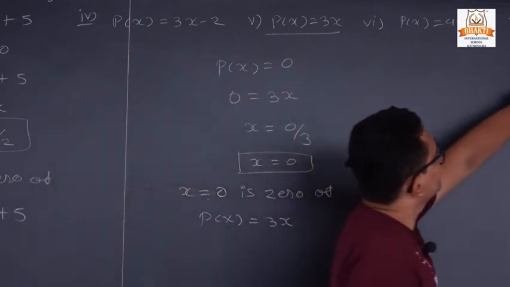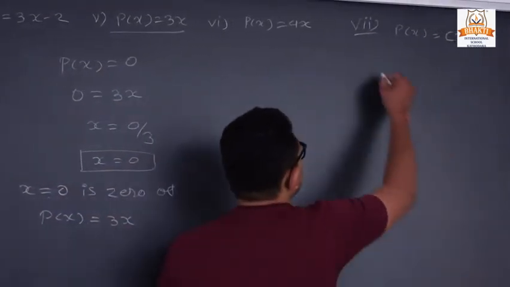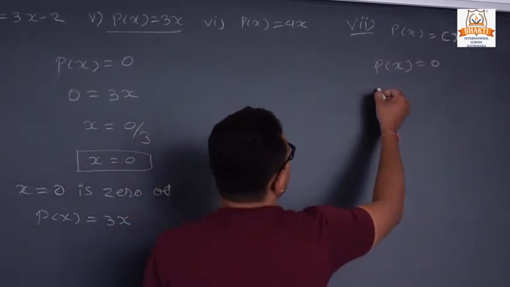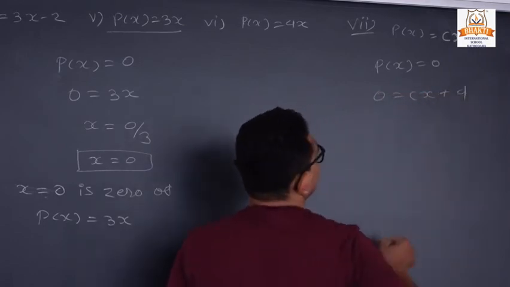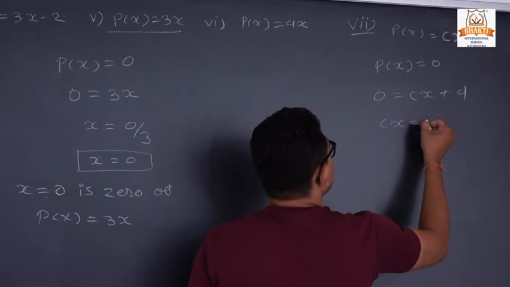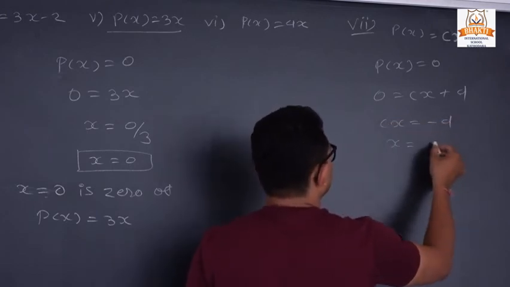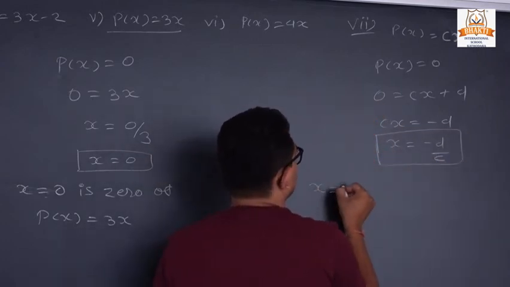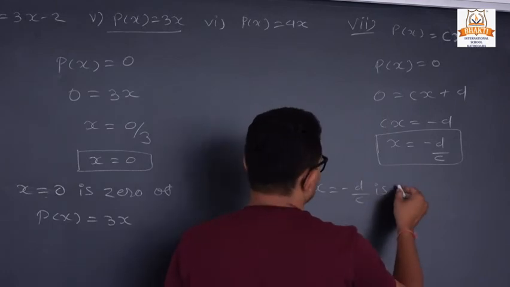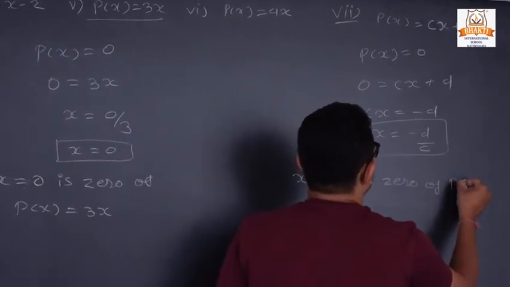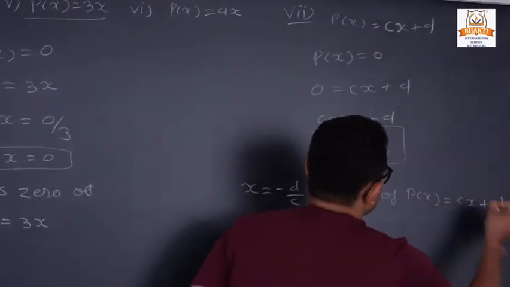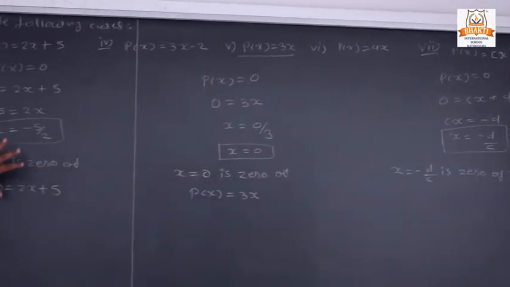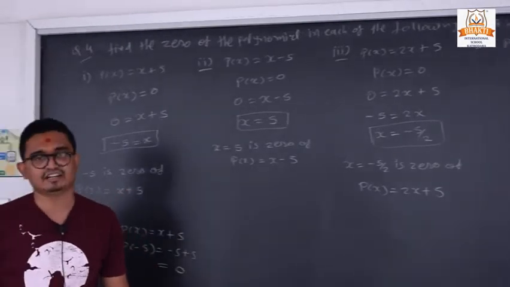Now last, p of x is equal to cx plus d. So once again we will put 0. So if we put 0, so 0 is equal to cx plus d. That d is going to the second side, so it becomes minus d. Now x is equal to, that c is going to the second side, so minus d by c. So lastly we can write minus d by c is a zero of p of x is equal to cx plus d. So it is a very easy method. First of all, you just put p of x is equal to 0, then find the answer.